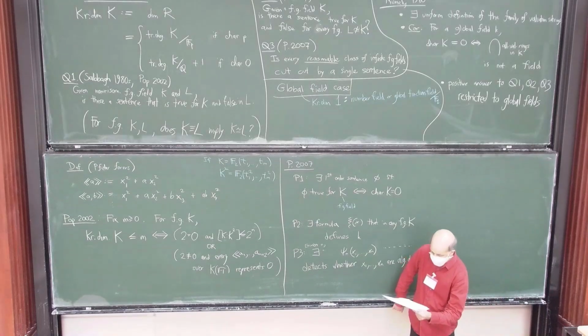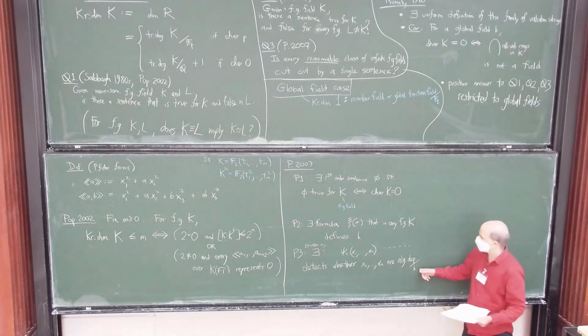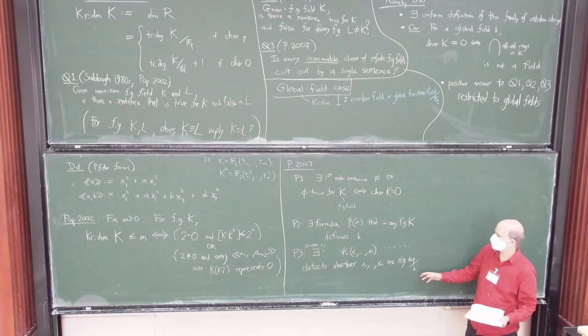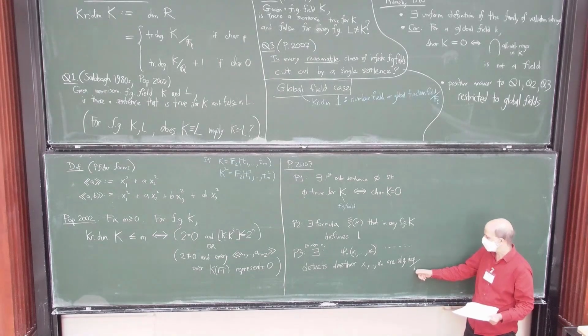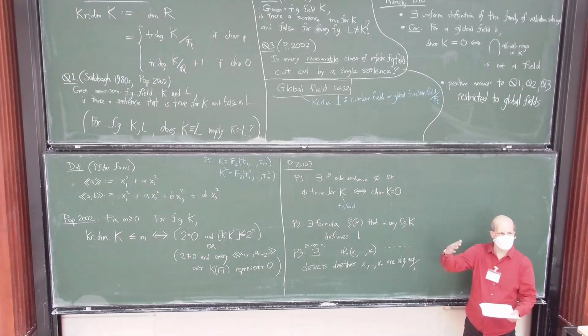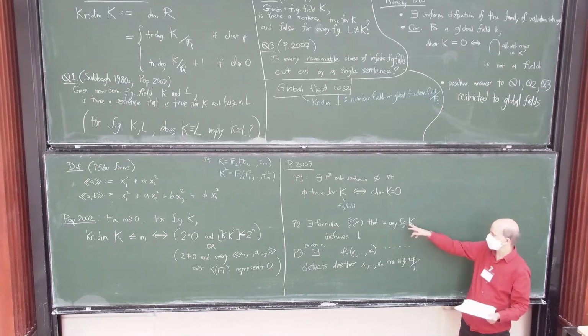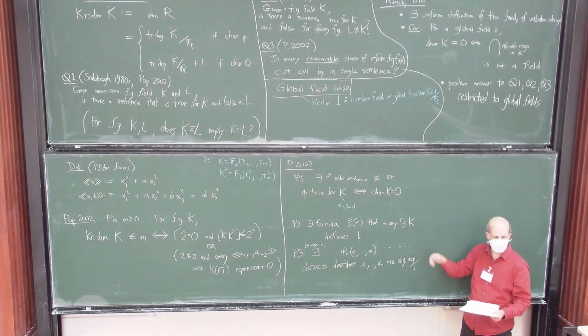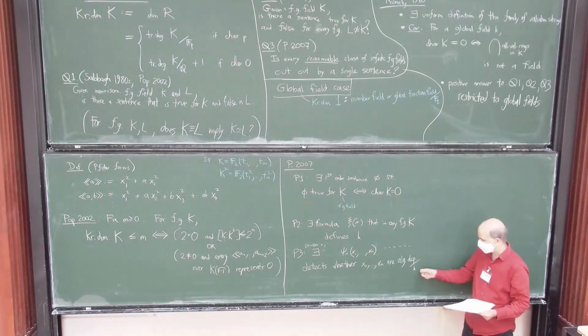What's little k? Little k is the constant field of capital K. I'm always denoting by little k the constant field of capital K. So little k is always a finite extension of F_p or a finite extension of Q. It's the largest finite extension that's contained in the capital K. And so that's the constant field.